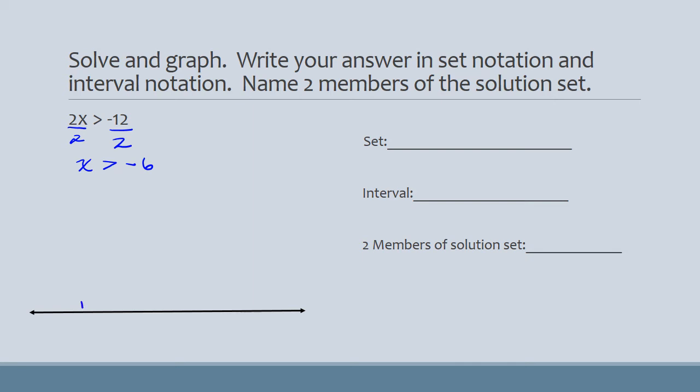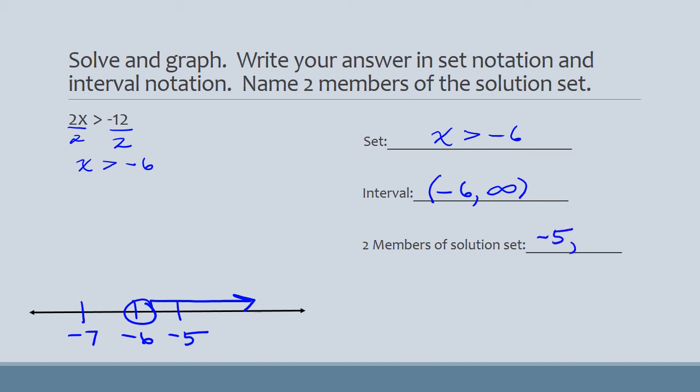All right, so if I pick points on either side, negative 7, negative 6, negative 5, an open circle on negative 6, and the arrow going to the right. So set notation, x is greater than negative 6, interval, a parenthesis because negative 6 isn't included, and infinity, parentheses. So negative 5 could be part of my set. Negative 5.75 could be part of my set. We can get as close as we want to negative 6, but we can't go below it.